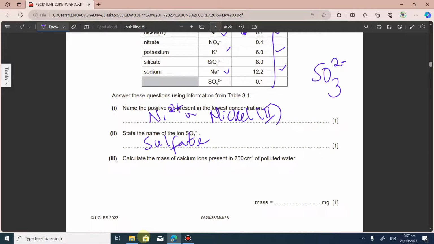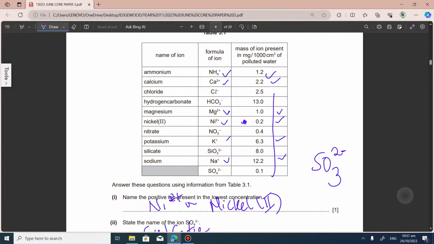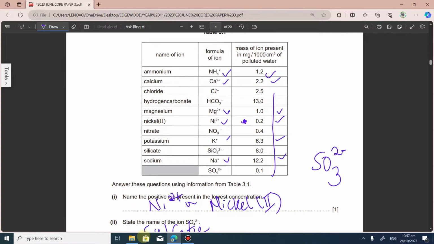The next question says calculate the mass of calcium ions present in 250 centimeter cube of polluted water. So let's go to where we have calcium ions. This is where we have the calcium ions. Remember that the value given on the table is in 1000 centimeter cube of water. So we have 2.2 gram of the calcium ions in 1000 centimeter cube of polluted water.